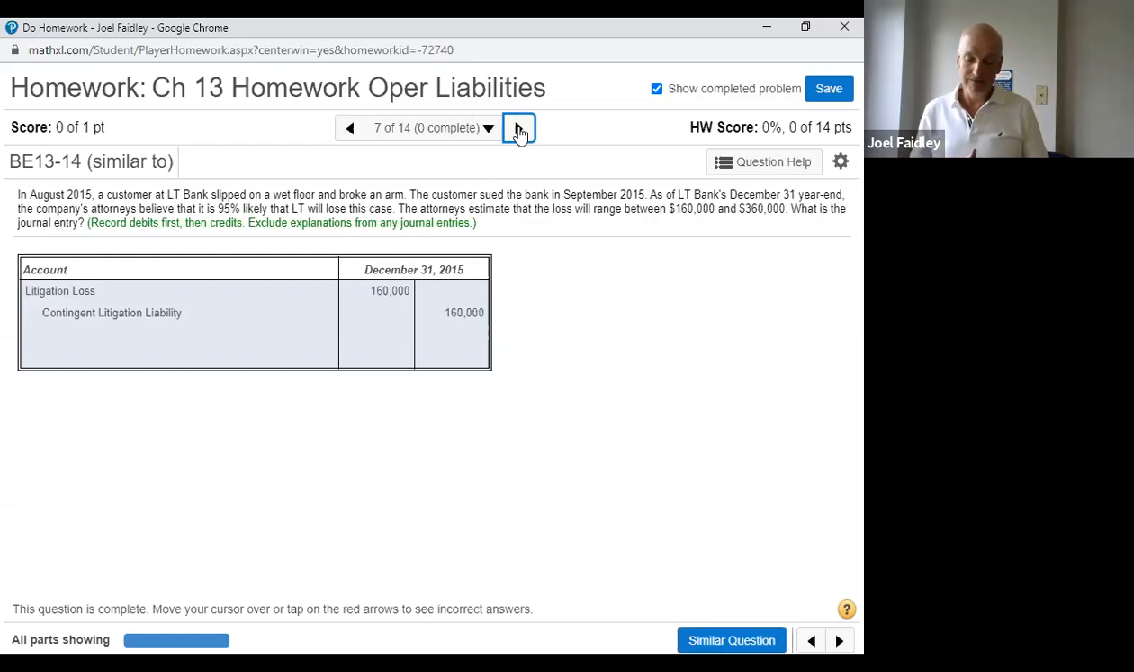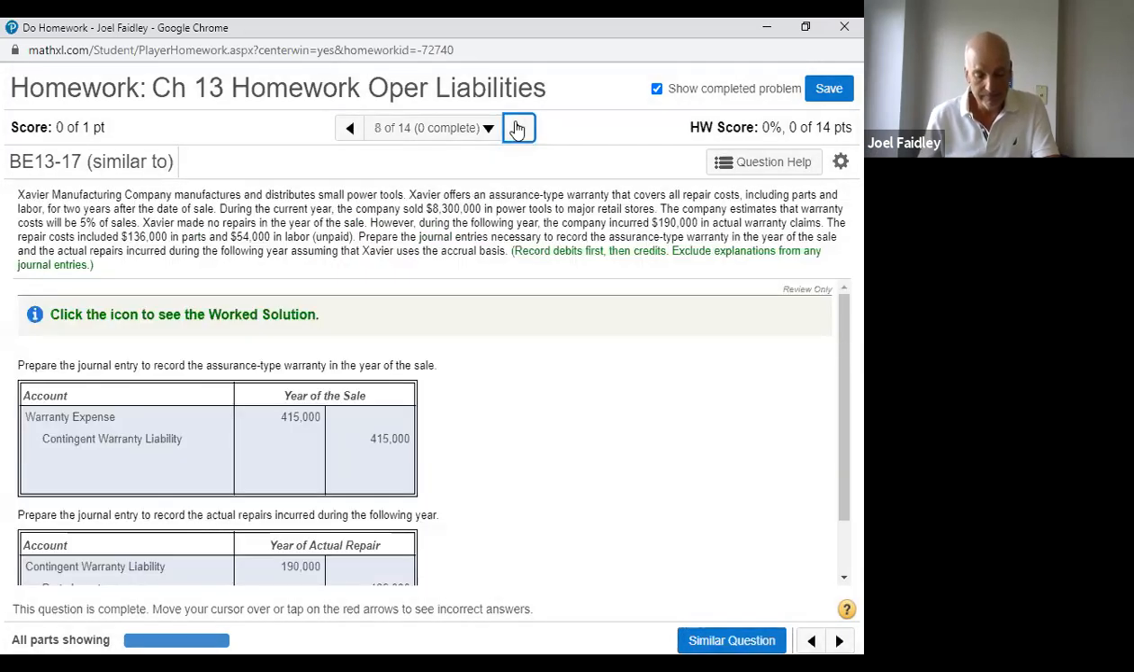But what GAAP says, you can see there, based on that logic, is why you're accruing $160,000. Litigation loss goes to my income statement, and then the contingent litigation liability is my short-term liability until this thing gets settled. All right, number 8, a warranty problem here.